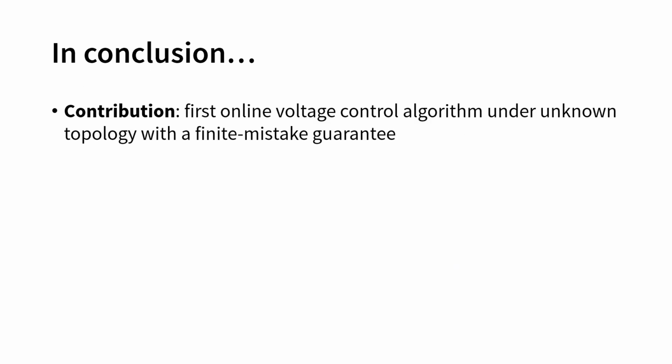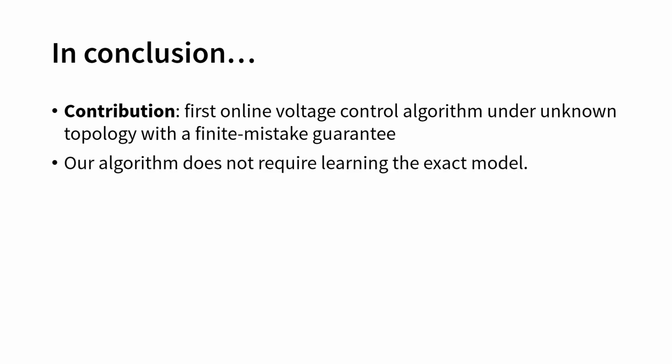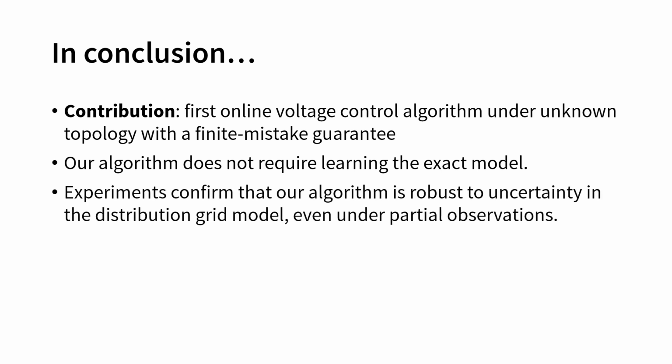In conclusion, we have presented the first online voltage control algorithm under unknown topology with a finite mistake guarantee. Notably, our algorithm does not require learning the exact model. Our experiments confirm that our algorithm is robust to uncertainty in the distribution grid model, even under partial observations.